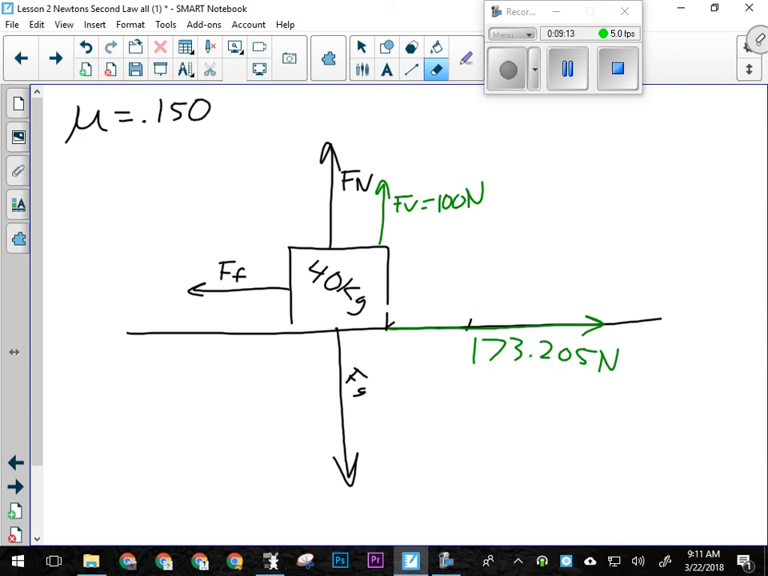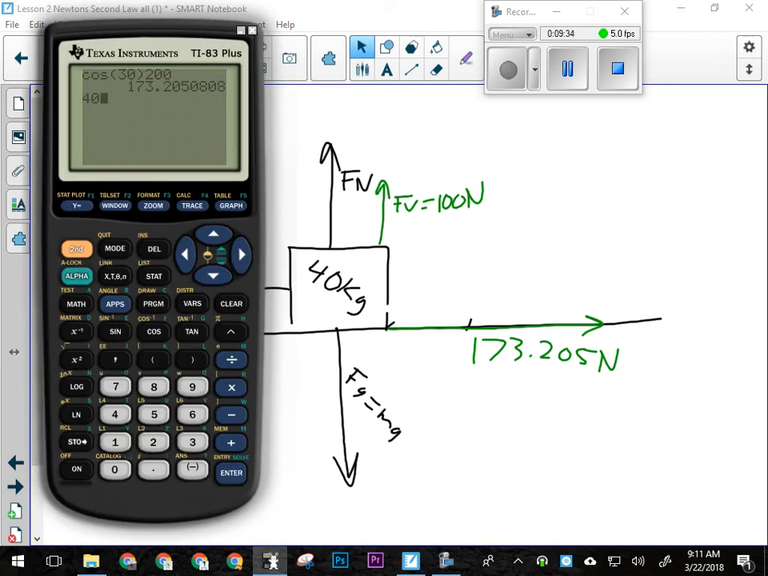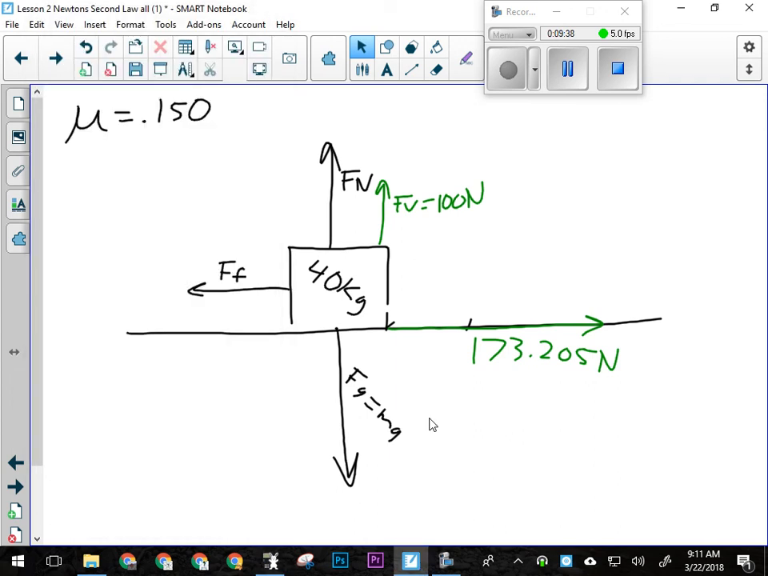Now, are there any other forces on this diagram that I can find right now that I haven't calculated yet? I can figure out the force of gravity. I have the mass of the box, so I'd have to go m times g. So 40 times 9.81 is 392.4 newtons.